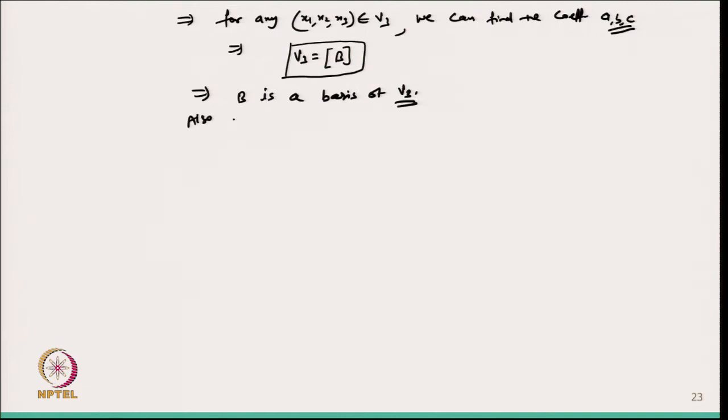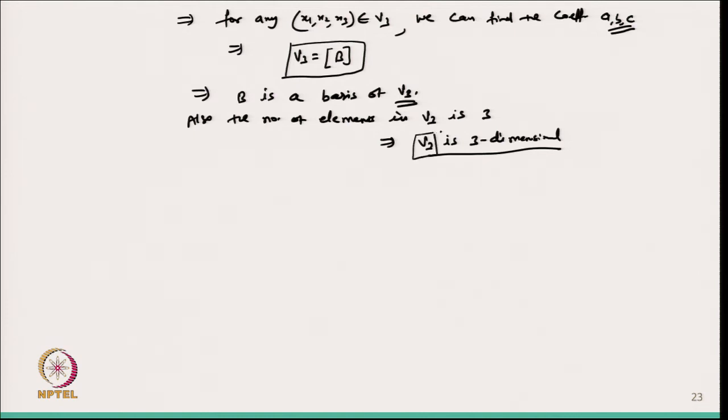Also, the number of elements in the basis of V3 is 3, which implies that V3 is 3 dimensional. So, it is a 3 dimensional space V3, and that we already know because V3 is equal to R3. So, this way we can find that it is a basis for V3. Now, if I change the elements, we can get another basis. So, that is why I am writing only a basis.